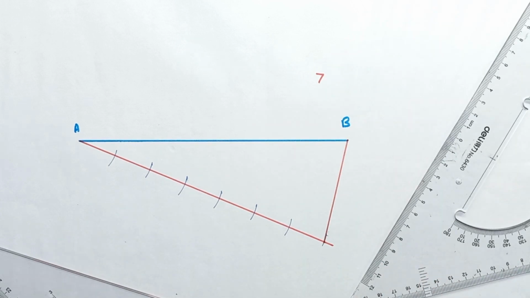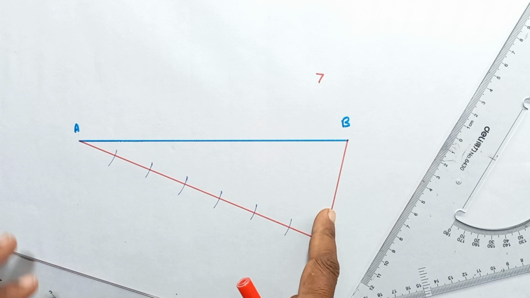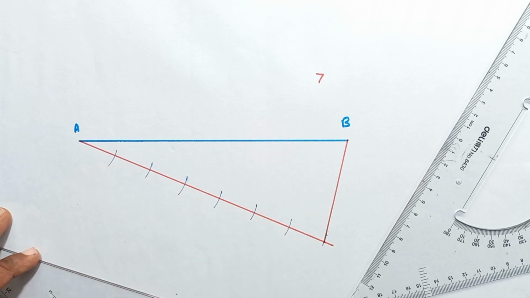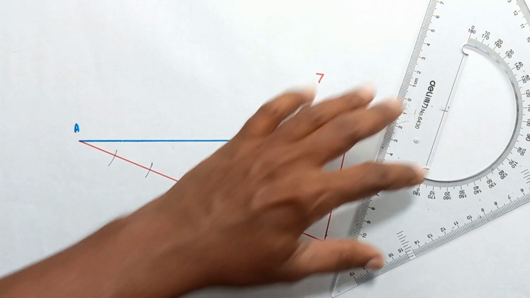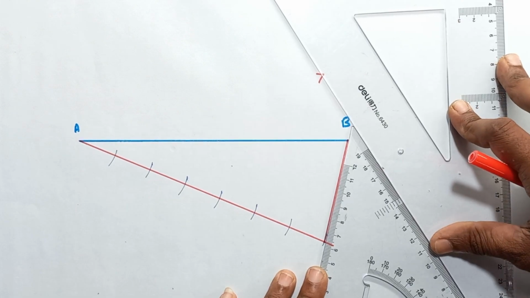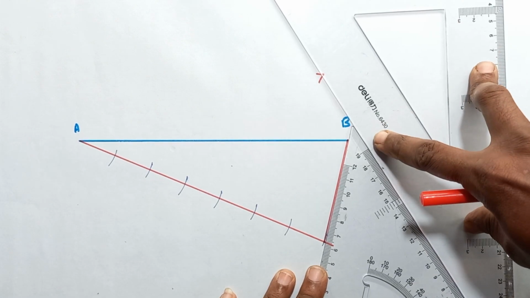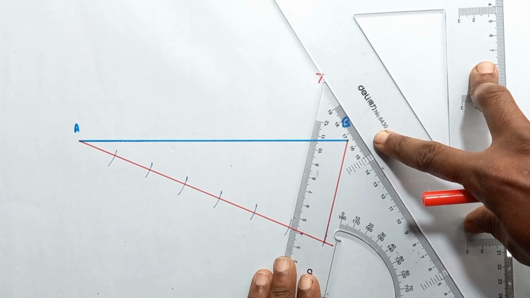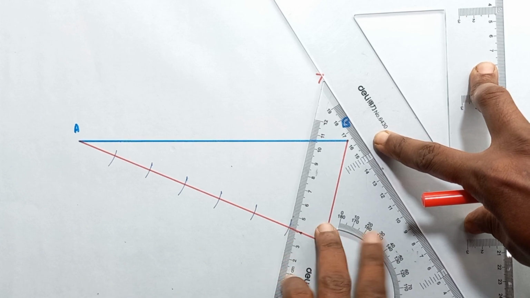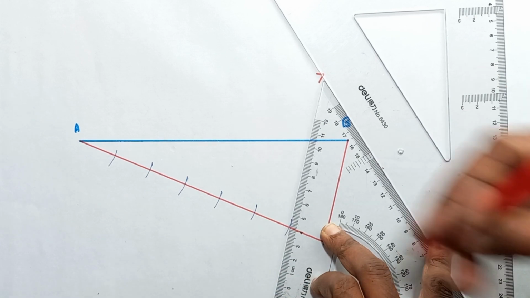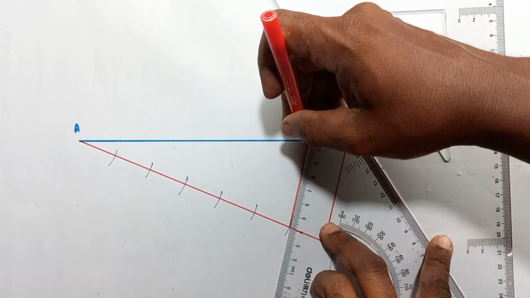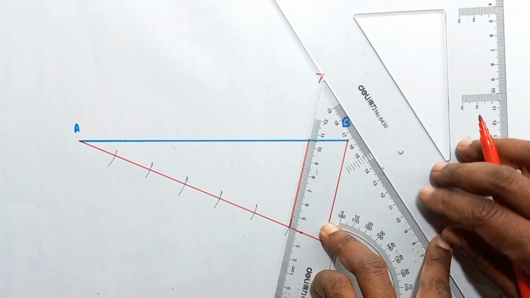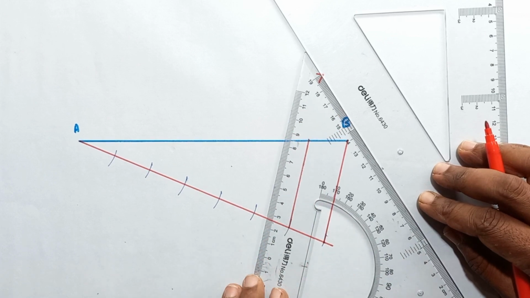Okay. Then next step, you have to draw the parallel line to this line through these points. Okay. So I'm going to use the 2 triangles for this one. Keep the 2 triangles like this. Okay. By holding this set square, slide this set square up to this point. Then draw a line. Mark this point. Draw a line. Mark this point. Okay. I'm drawing the line. Okay.